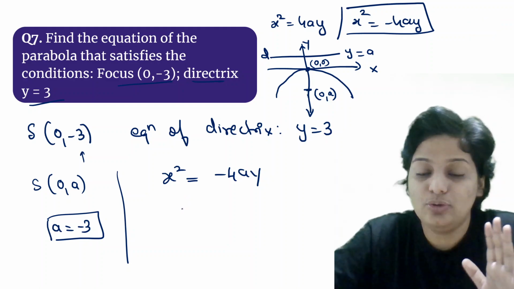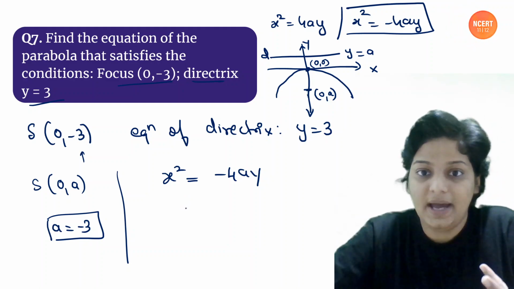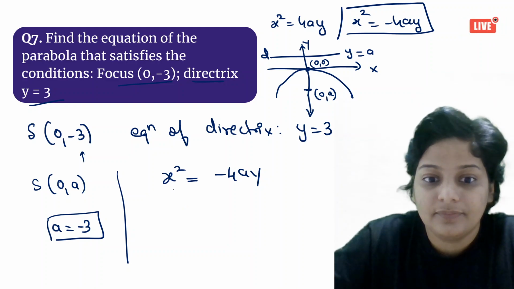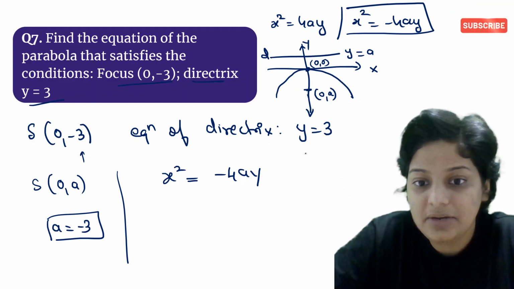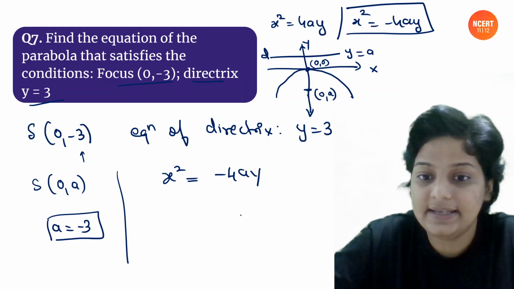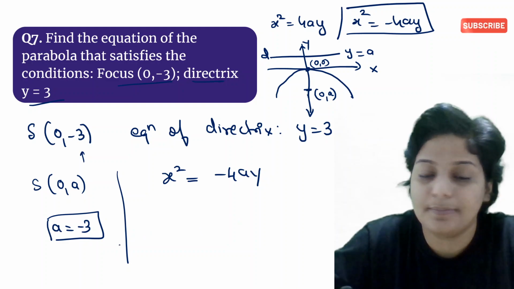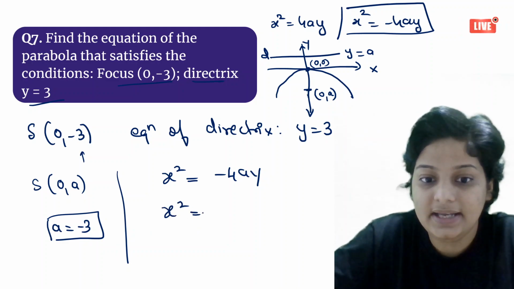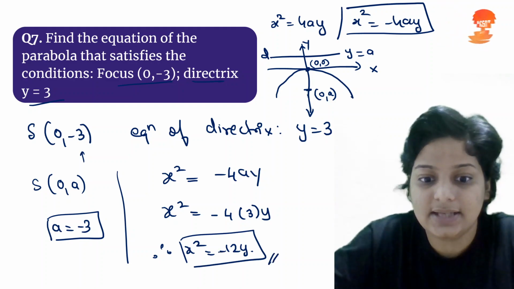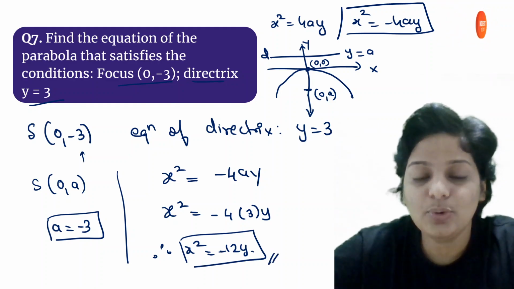Substitute, अपने को a की वैल्यू चाहिए. इक्वेशन ऑफ पैराबोला चाहिए तो अपने को a का वैल्यू चाहिए. What is x? And y. So y is equal to 3 given to us. a पता है अपने को, a is minus 3. So x square is equal to minus 4 into 3y. Therefore x square is equal to minus 12y. यही पूछा था बच्चों? Yes, that's done. x square equal to minus 12y.